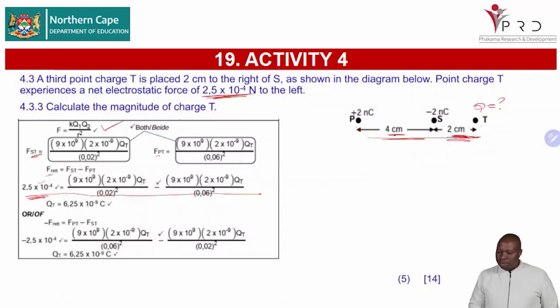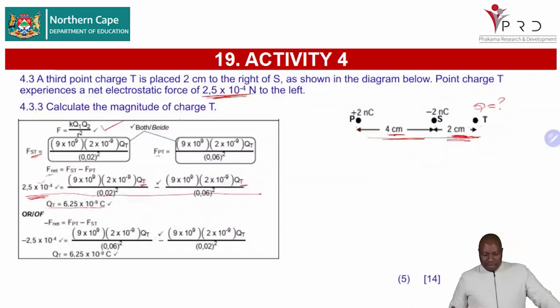Definitely will subtract them because all of them, they are common. They have QT, all of them. And then when you're done, you divide the 2.5 times 10 to the power minus 4. And if you did that one correct, you get the charge of T as 6.25 times 10 to the power of minus 9.